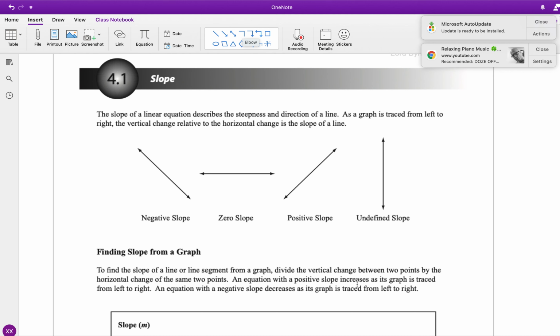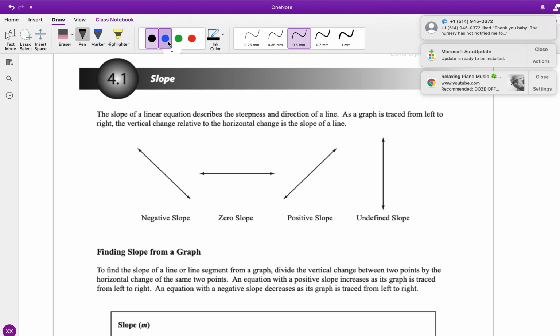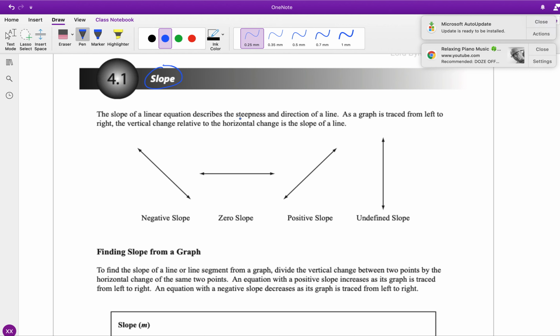Okay, this is the recording for 4.1 slope. Okay, slope. We can use this one and this one. So slope, of course, is when we talk about lines.